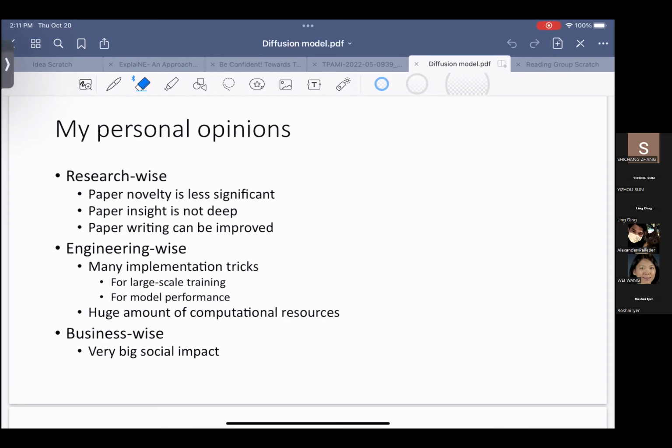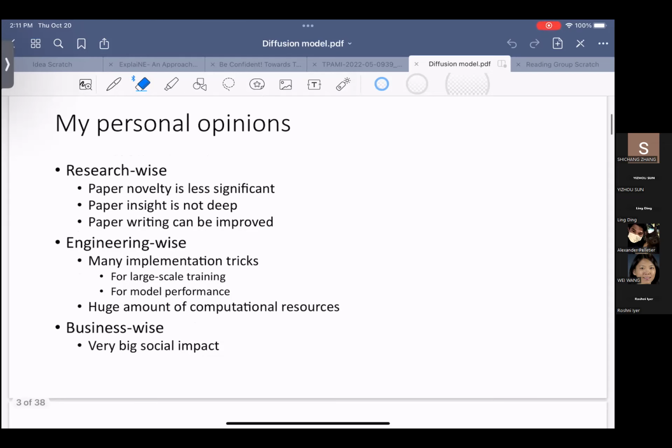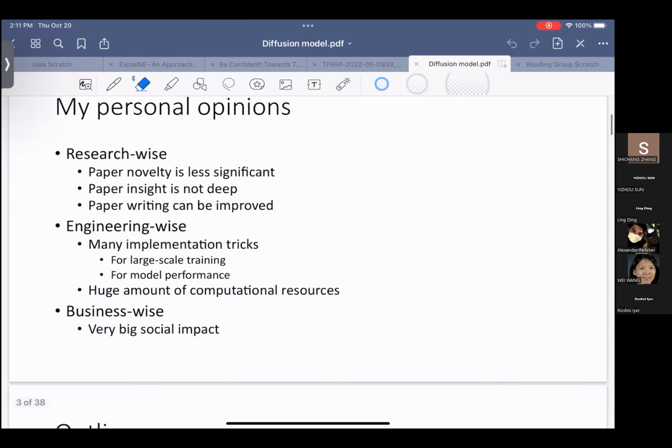And lastly, maybe business-wise, right? If you use social media like Reddit, Twitter, anything, and in the machine learning community, this is really a big social impact. So this is just my personal opinions about all these papers we want to cover today.